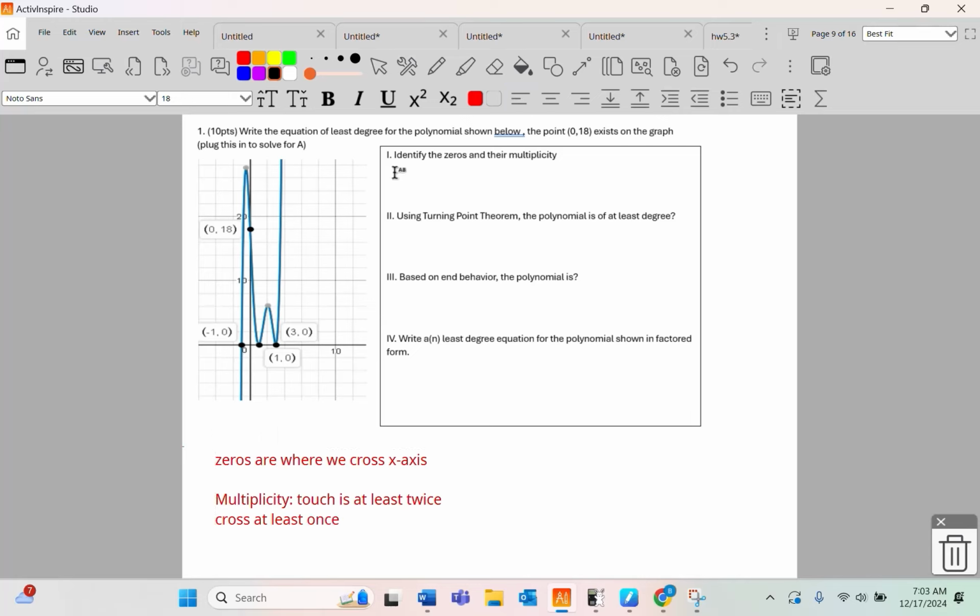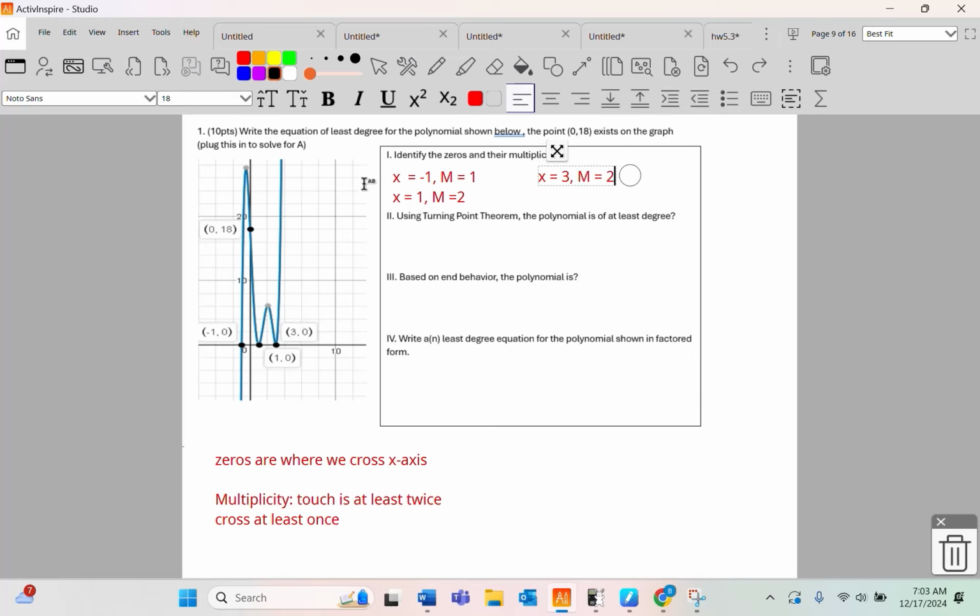Okay, so here's a zero. It's x equals -1, and it is crossing through the x-axis, so its multiplicity is 1. There's a zero right here at x equals 1. It is bouncing off the x-axis, so its multiplicity is 2. And there's another one at x equals 3, which is also a touch, so its multiplicity is 2.